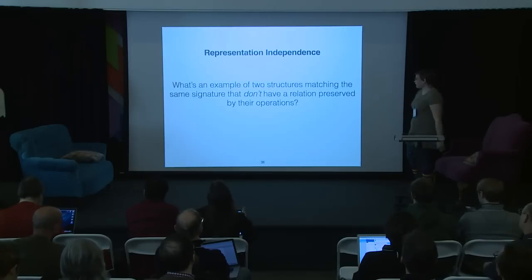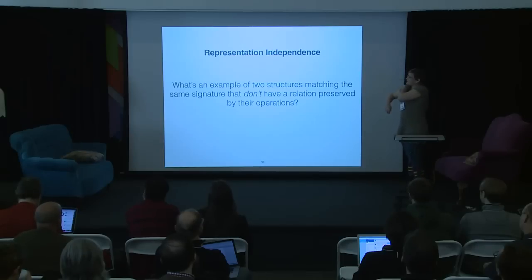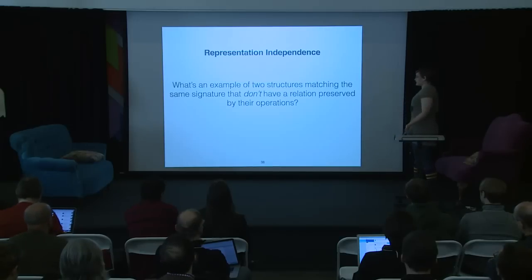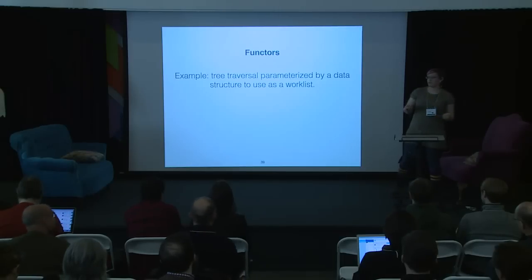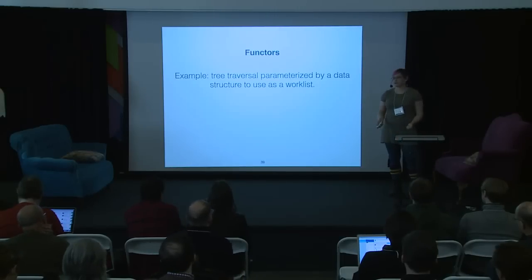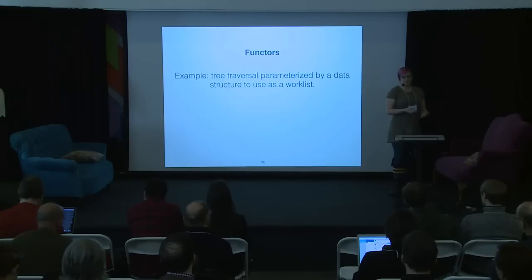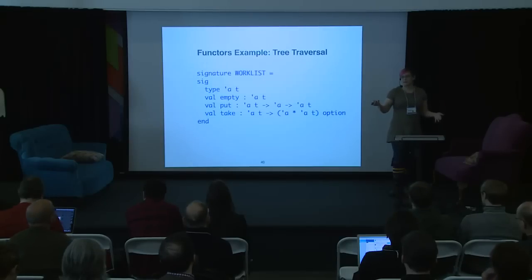On the other hand, what does it mean for us to make some changes to our underlying representation that doesn't preserve the operations? It turns out we sometimes actually want to do this. So I'll just go through an example of that, and you can try to work out how this generalizes in your head. The example that I'm going to work through is this idea of having a tree traversal algorithm, which is parameterized by some data structure that it is going to use as a work list, as a way of deciding which branch of the tree to work on next.